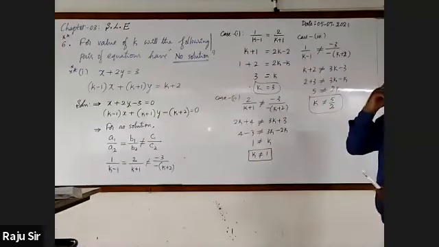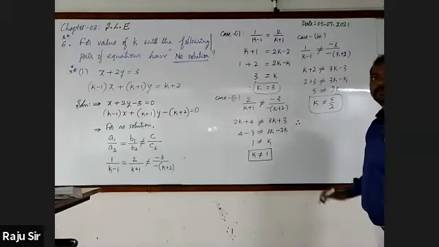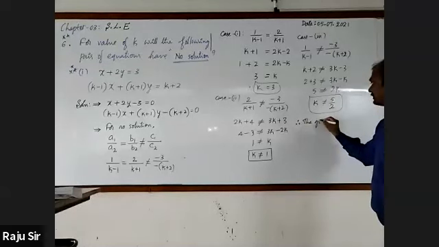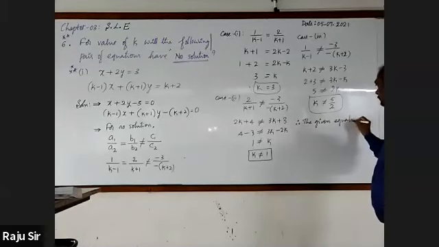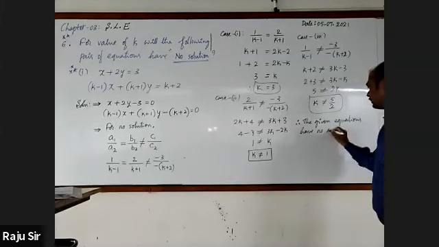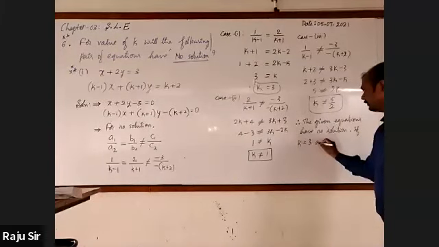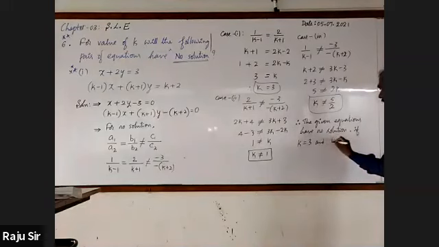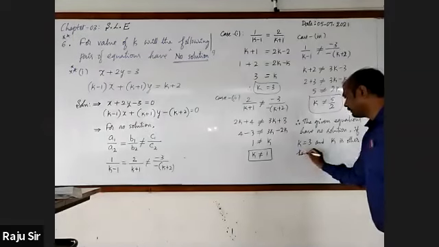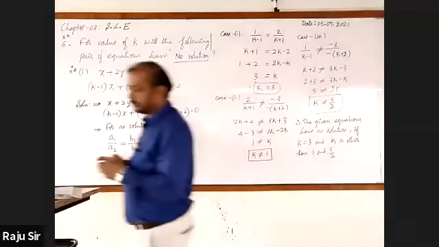So these are the three possibilities. So let's write the conclusion. Therefore, the given equations have no solution if k equal to 3 and k is other than 1 and 5.